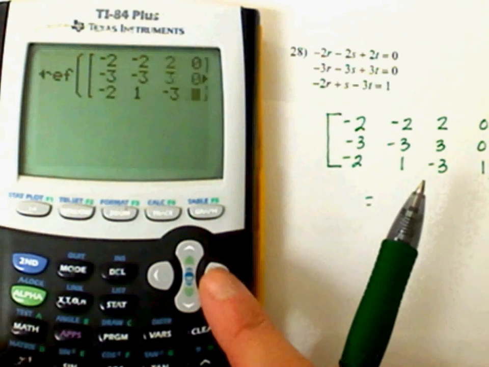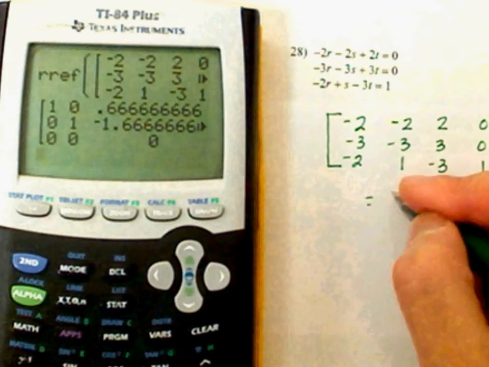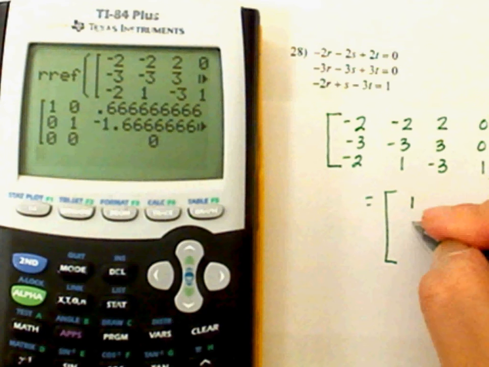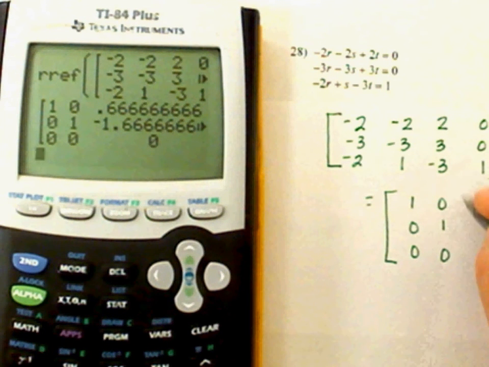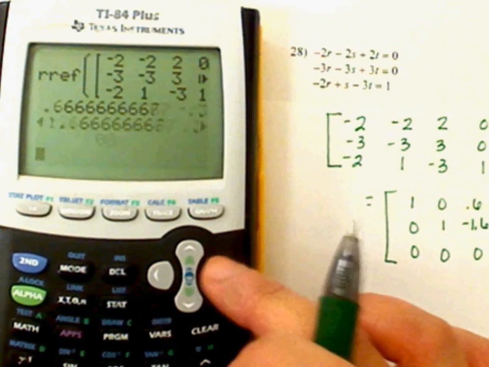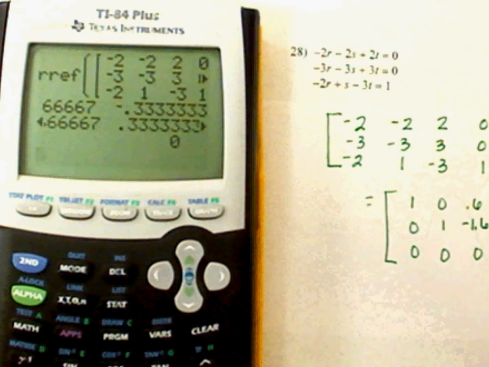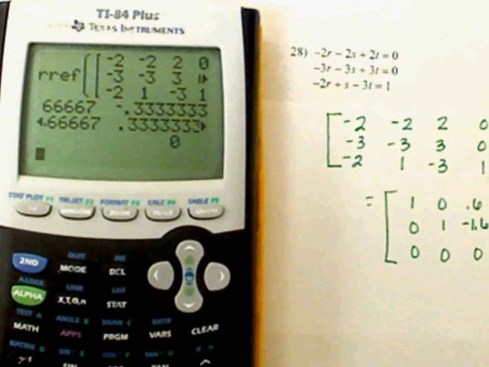Look what shows up, okay? So you got 1, 0, 0, 0, 1, 0, 0.6, -1.6, 0. And you can right click over, and then you have -0.33, 0.33, and 0. Okay? So that's what I copied down.